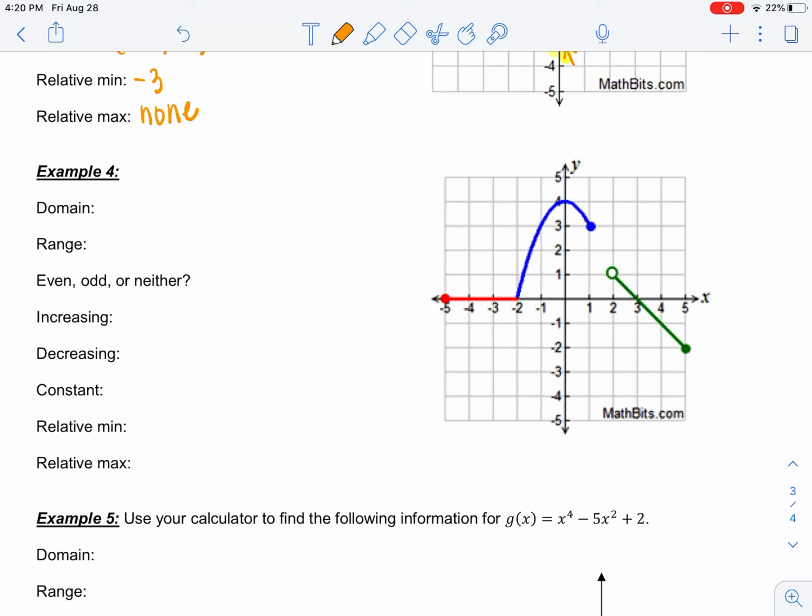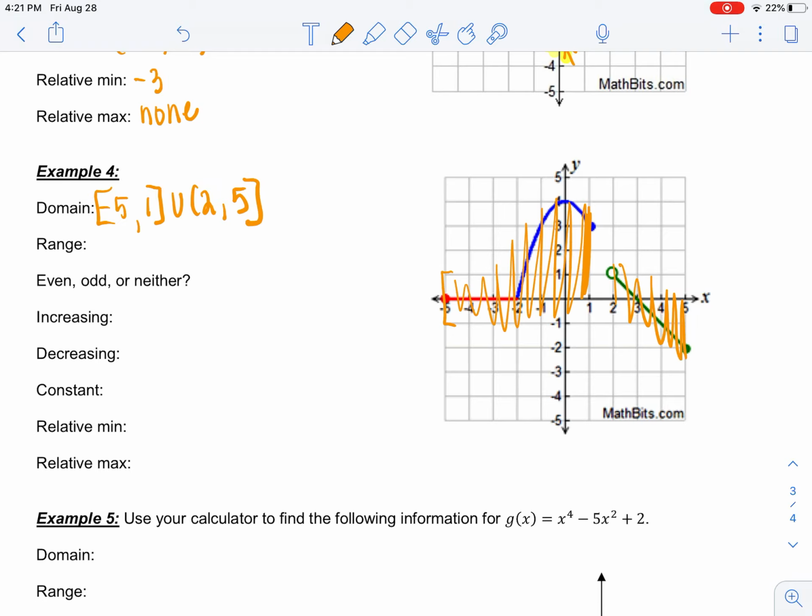This one right here, my graph starts at -5. And it keeps going, and then it stops right here, and it doesn't pick up vertically from it. So now I have to say my graph stops right there at 1, but includes 1, union. It doesn't pick back up until 2, but it doesn't include 2. And then it keeps going, and it stops at 5. It includes 5 because there's a point there.